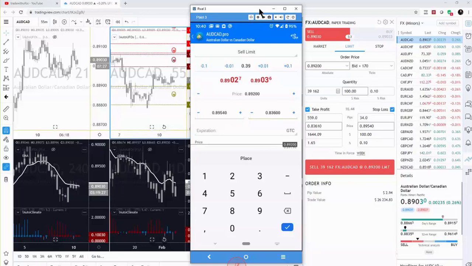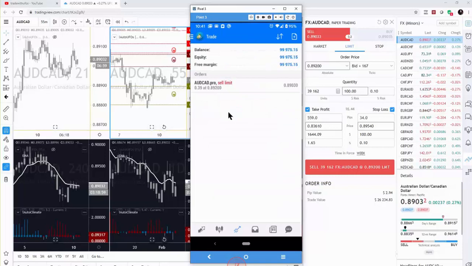Okay. So 39 is 39. Good. 89.20 is 89.20. Nice. 61 is 61. Nice. And 89.54 is 89.54. So everything is good. I got it all right. Okay. And therefore, it's time to hit the place button. And the order is now in the system.